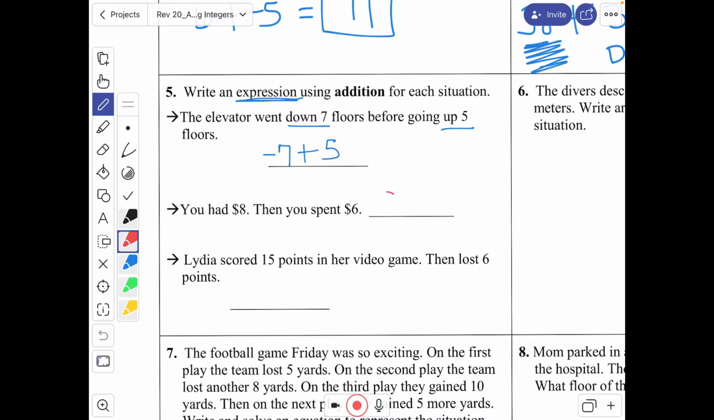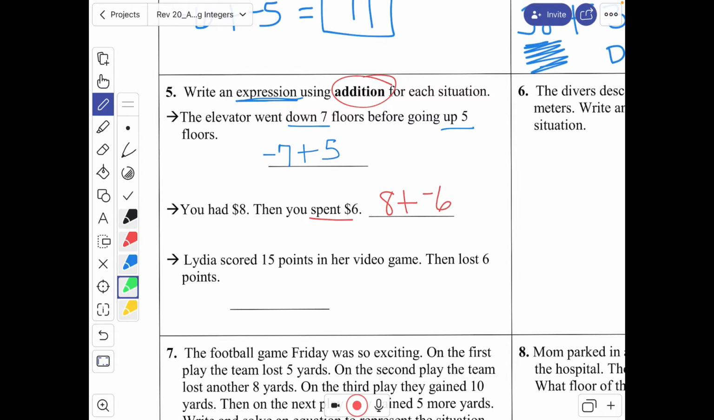Next one, you had $8. Well, if you had it, that's positive. Then you spent 6. Remember, we're making addition problems, so plus negative 6. If you spend, that's negative.